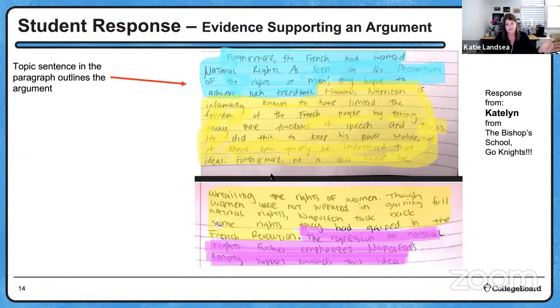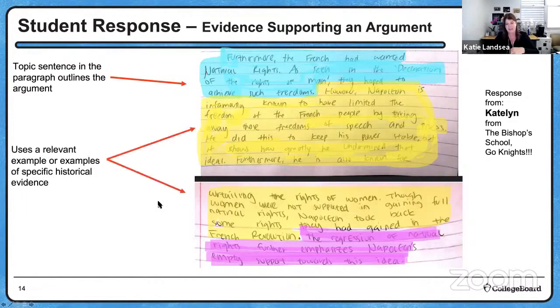Furthermore, he is also known for curtailing the rights of women. Though women were not supported in gaining full natural rights, Napoleon took back some rights they had gained in the French Revolution. This regression of natural rights further emphasizes Napoleon's empty support towards this idea.